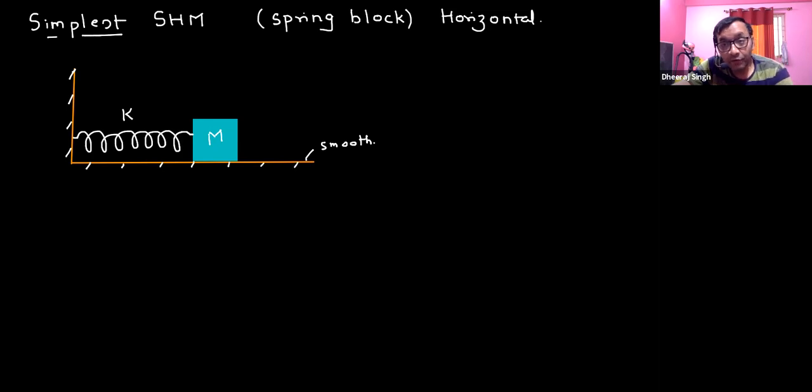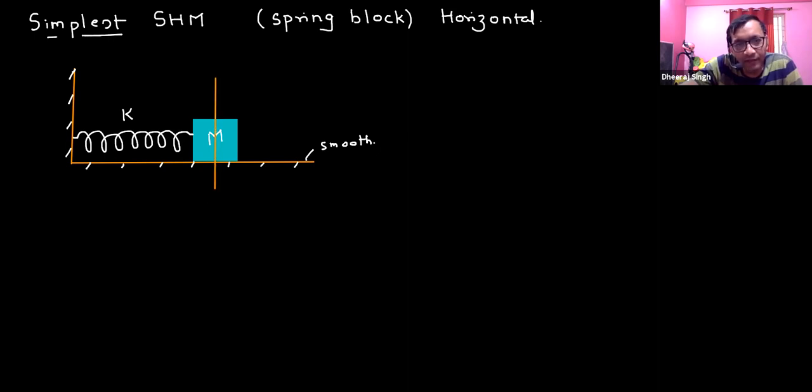Mean position, net force should be zero. So how much is the extension in the spring at the mean position? When the spring extension is zero, that is the mean position, net force is zero. So the mean position is right now itself.